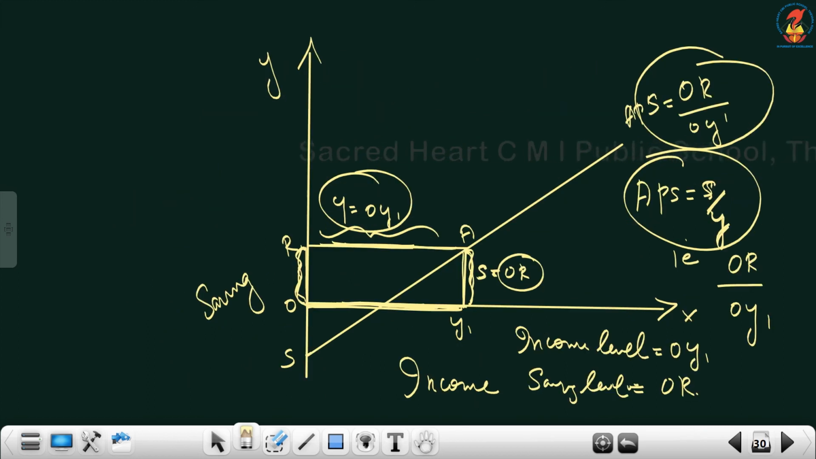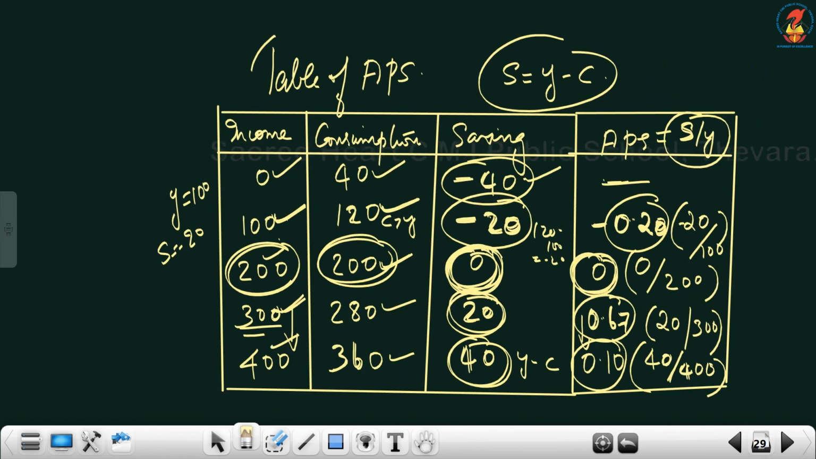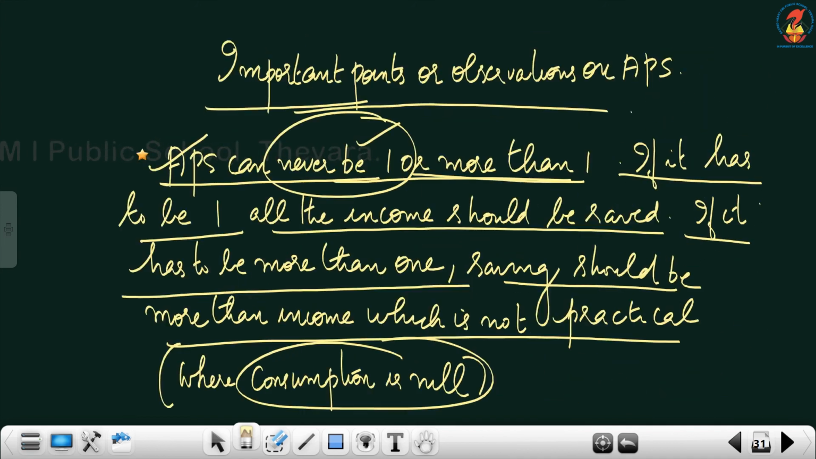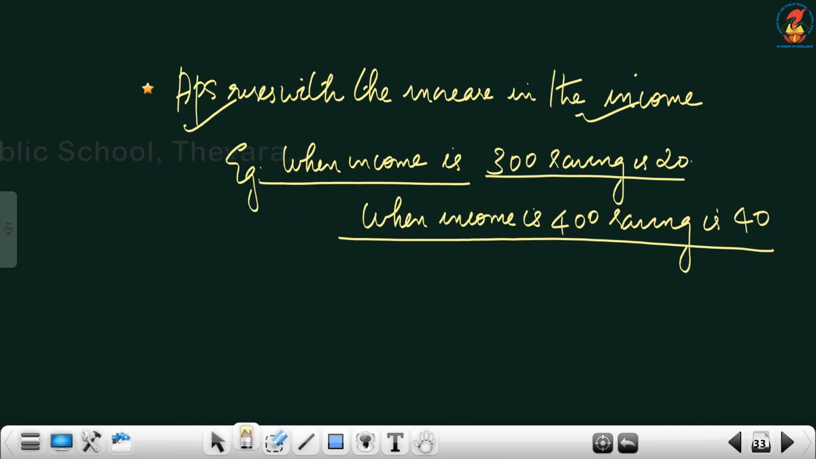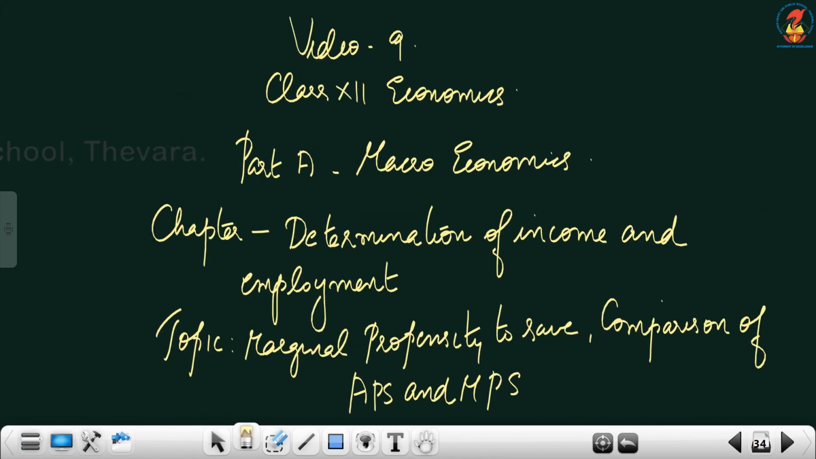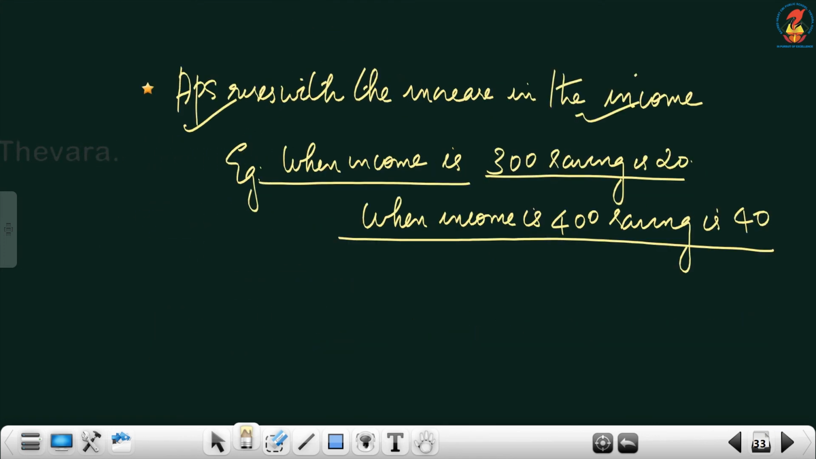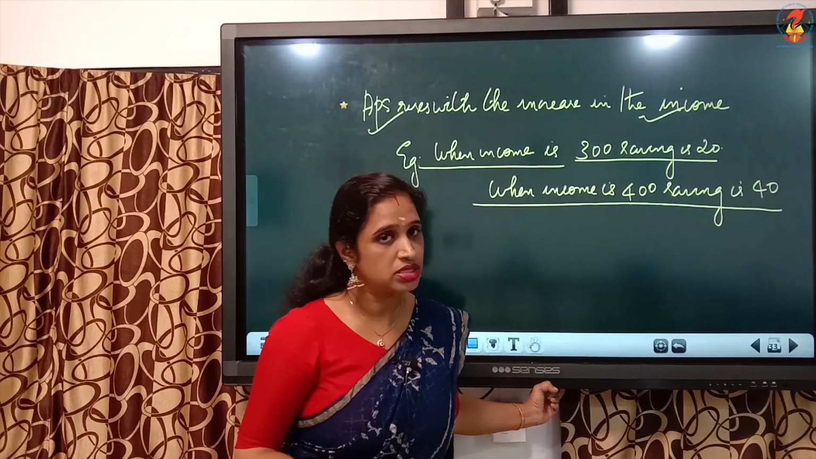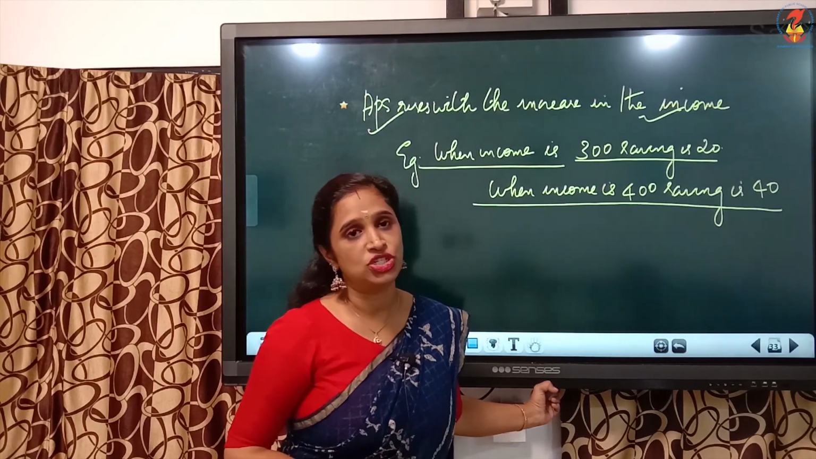Once again, we will check whether that is correct or not. When the income is 300, saving is 20 only. When the income is 400, saving is 40 only. So, respective changes can happen in APS also. So, these are the observations of APS. APS can never be 1. It should be less than 1. So, this is all about APS, average propensity to save.